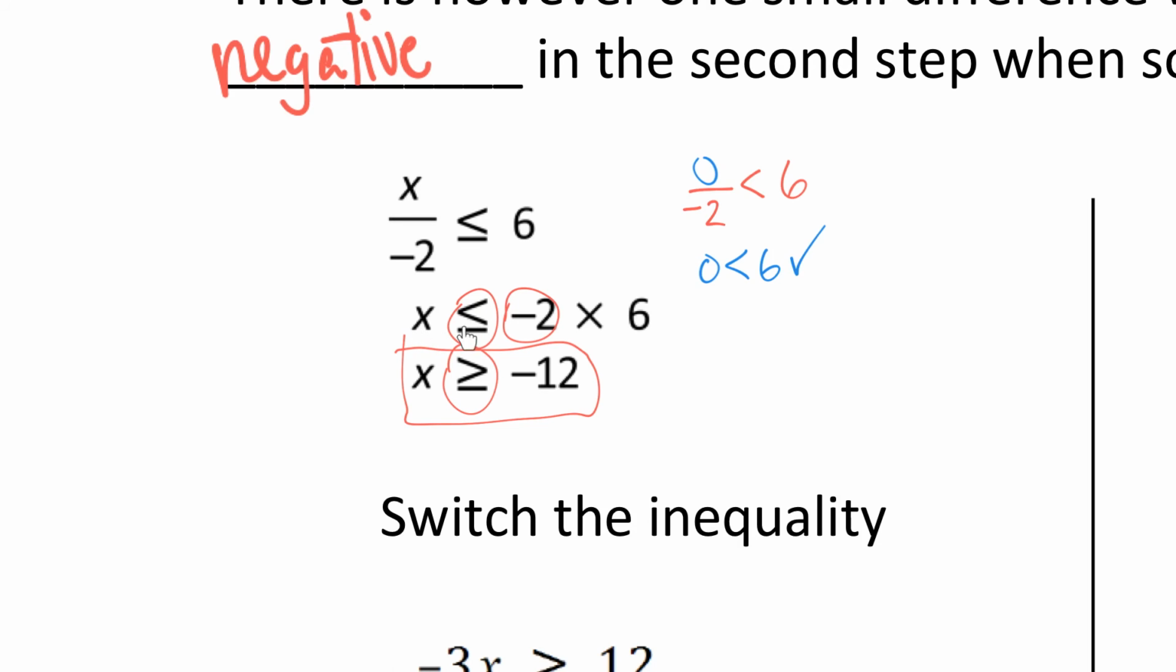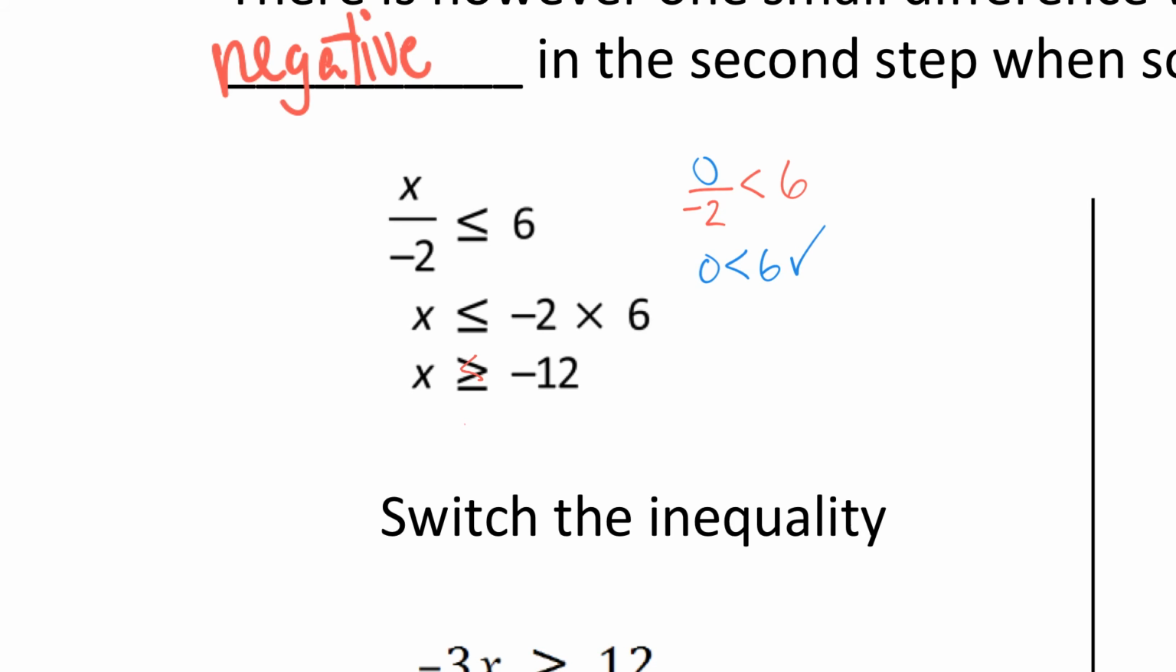Now, if we didn't switch this, let me erase this a little bit. I got my small eraser. If I didn't switch it, I would have this as my solution, and that would be anything smaller than -12. That's not going to work. Let me show you that it's not going to work.